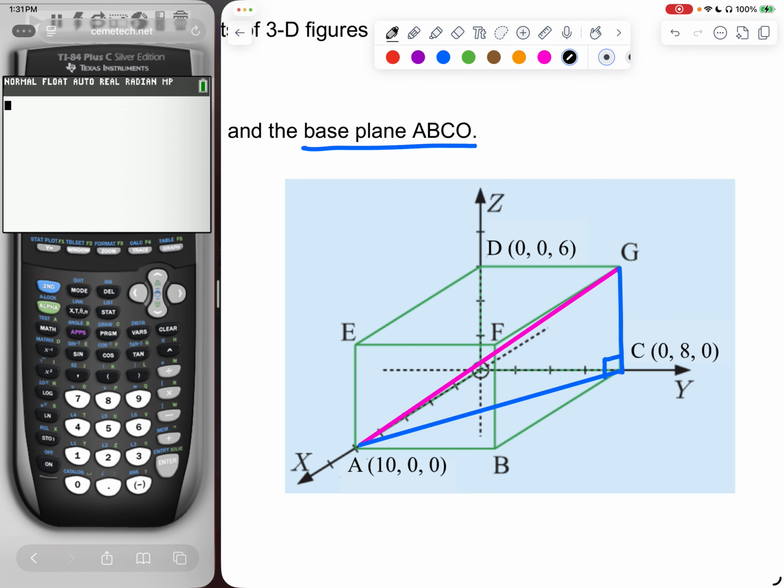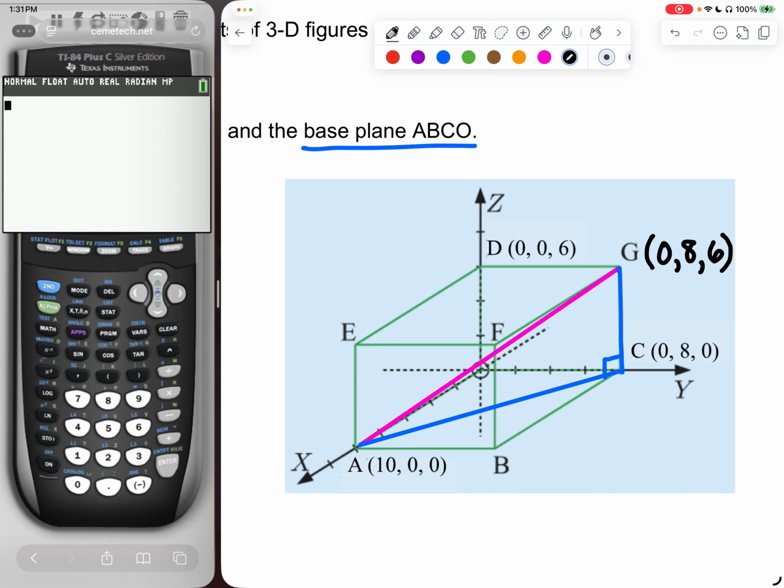Before I can do any calculations, I need to actually figure out what these points are. So let me see if I can look at the location for G. As you can see, G is literally on the same back side as D. So that means the X values are going to be the same, 0. The y value of G is going to be the same y value as C because it's on top of it. So that means that the y value is going to be 8, and the Z value is going to be the same as point D because it's on the same level up top. So that is the point for G.